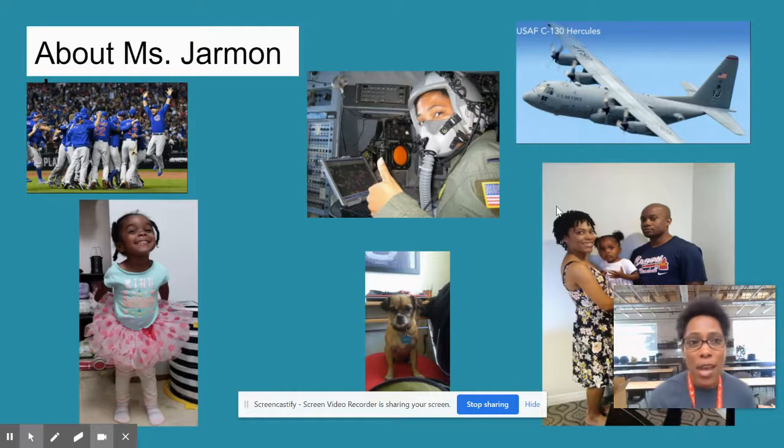So a little bit about me. I'm originally from Chicago, hence the Cubs. I love them dearly. When we won the World Series in 2016, it was amazing. So I started off in Chicago. I joined the Air Force after graduating college. I was a C-130 instructor navigator. So there's my airplane right there. Loved it. Did 3 deployments, 3 tours, 2 to Iraq, and 1 split to Afghanistan and Kuwait.